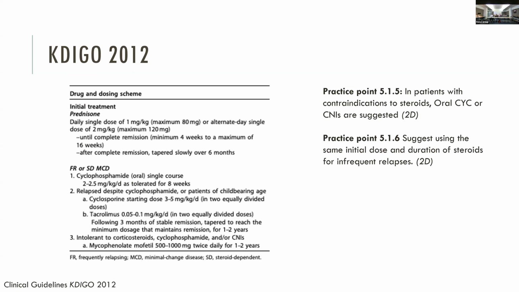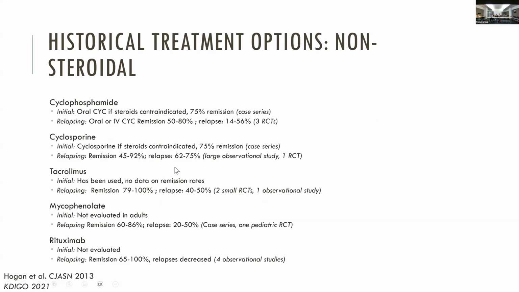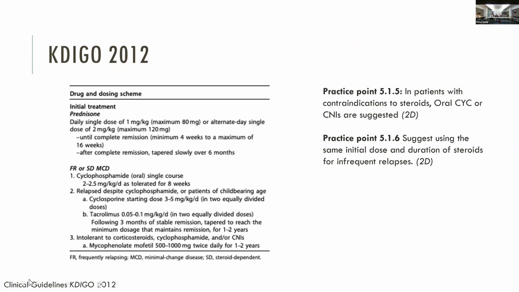For a long time, your treatment was basically steroids. If they were dependent on steroids, the first line was oral Cytoxan because that had the most randomized controlled trials. If that was not a good option, or they were of childbearing age, then you could use CNIs, but there are pretty high relapse rates with these, like 60 to 70%, versus 40 to 50% with Cytoxan. But that's also not a great one. So that's where we were as of 2012.